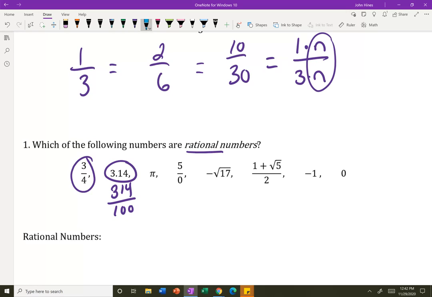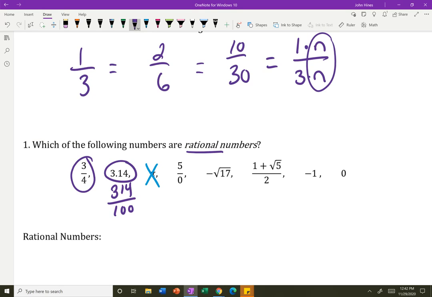Pi is the classic example of an irrational number. Pi never ends, never repeats. It's a weird, irrational number. Pi is irrational. It's a real number. It's not like the i's. Those are completely separate numbers. It's irrational. This is no good.